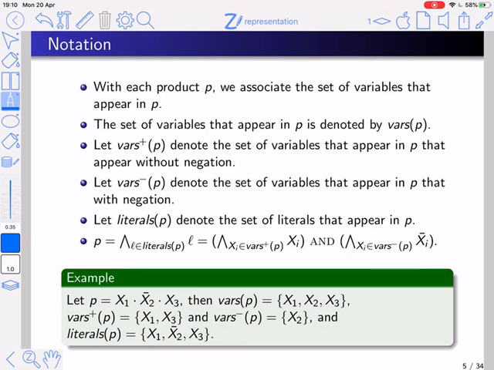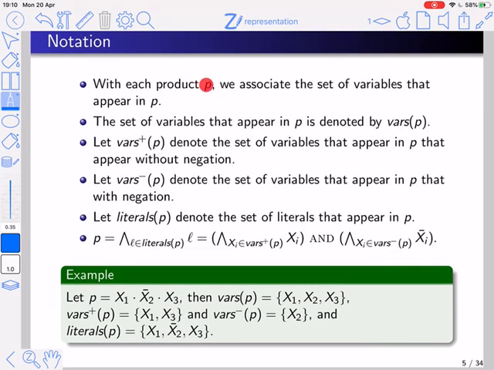So suppose I have a product P, and I can look at the set of variables that appear in P. And I can denote this set of variables that appear in P by vars of P. So for example, if P is the product x1 and not x2 and x3, then the set of variables that appear in P is x1, x2, and x3. Notice that not x2 is a negated literal in P, but x2 appears here without negation because it's a set of variables.